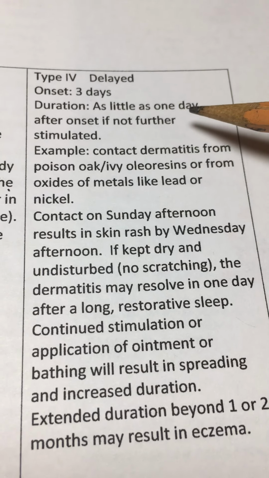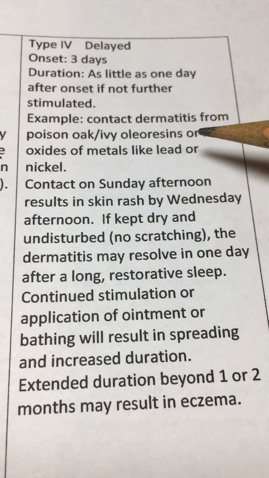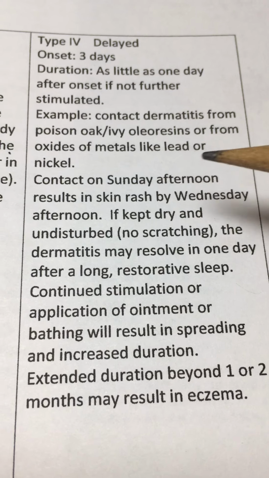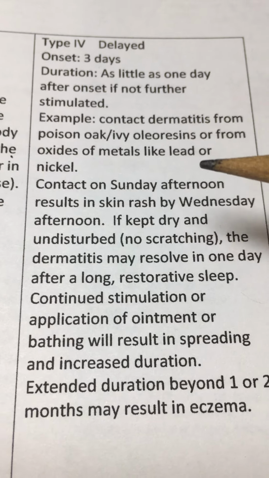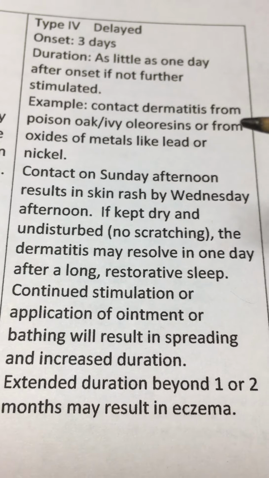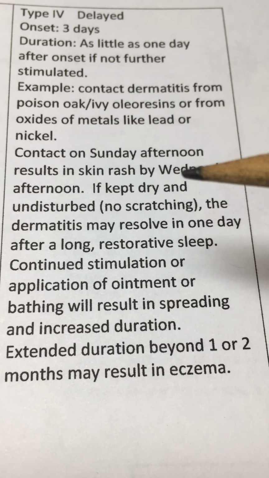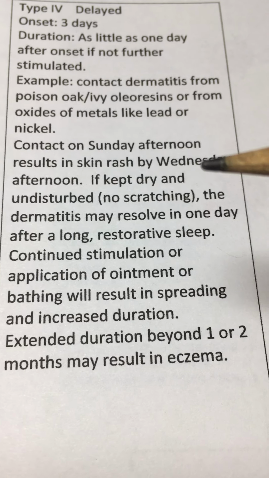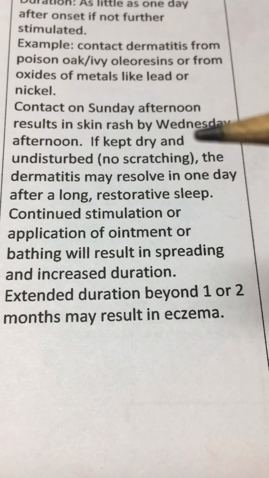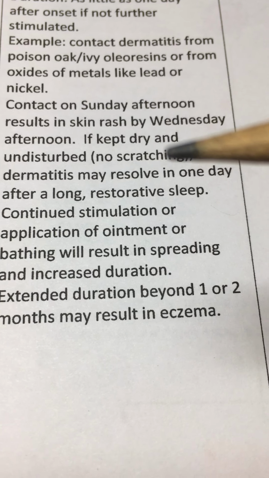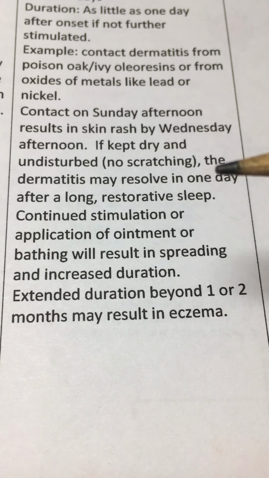And then we have the delayed version. This is the version that involves things like contact dermatitis, typically of poison oak, poison ivy. A similar kind of contact dermatitis can come from the oxides of metal. Could be lead, could be nickel. And in this particular case, the contact dermatitis, which is a form of rash, a weeping rash, takes about 3 days to develop. So if somebody's out in a park on a Sunday afternoon, they contact poison oak, poison ivy, then by Wednesday, 3 days later, we're going to be having the contact dermatitis.